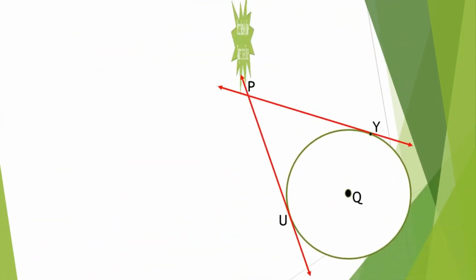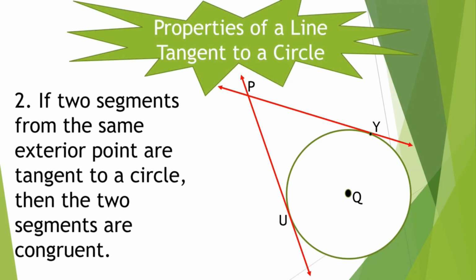Second property: if two segments from the same exterior point are tangent to a circle, then the two segments are congruent. So we have here segment PY and segment PU intersecting at the same exterior point, point P. We can say that the measure of PY is congruent to the measure of PU. If PY is 10 centimeters, PU is also 10 centimeters. That's the second property.